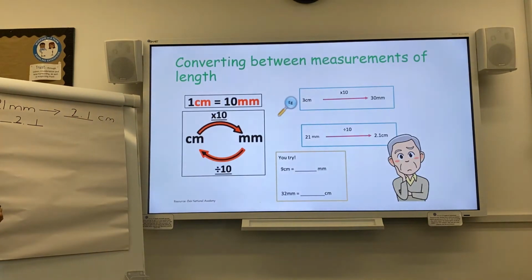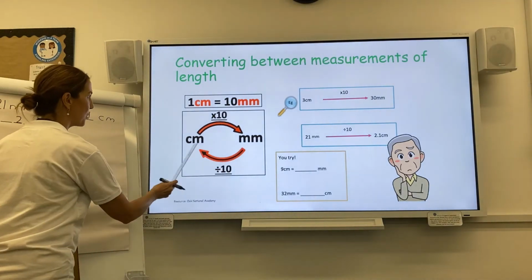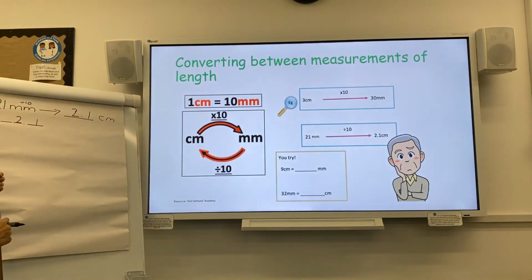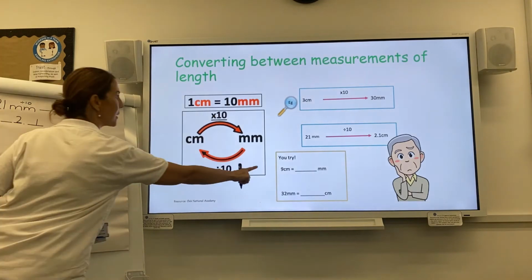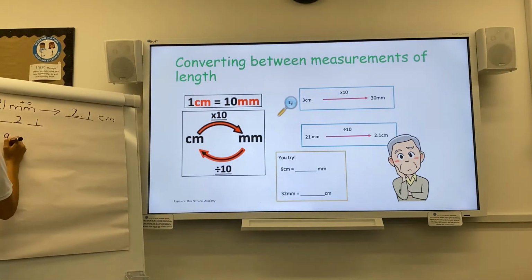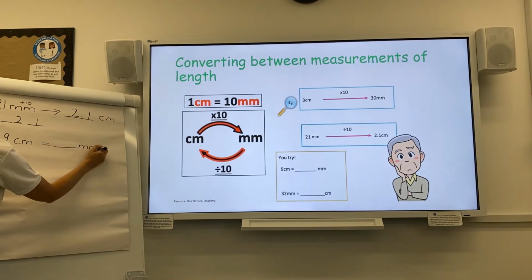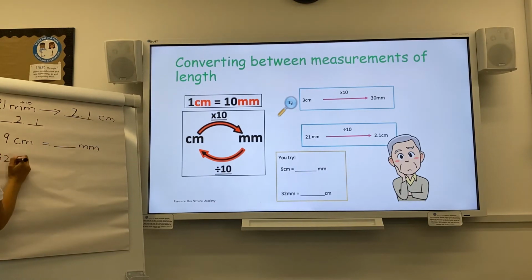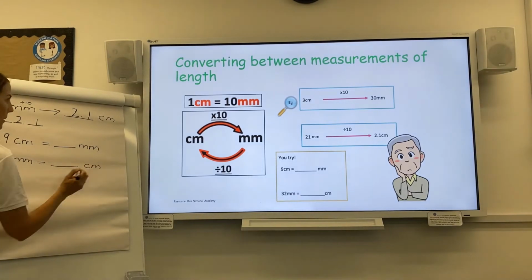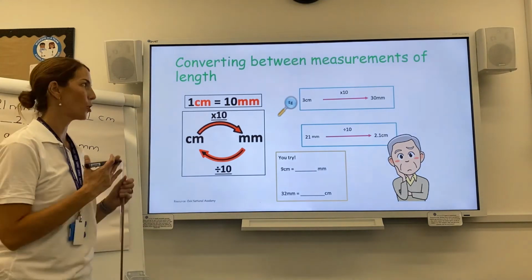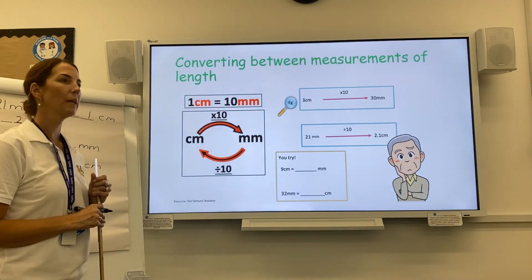I've divided my number by 10, like they've shown in my diagram here. So I've gone from millimeters to centimeters. I've divided by 10. Let's have a look at the examples they've given. 9 centimeters would be how many millimeters? And 32 millimeters would be how many centimeters? Pause the video at this stage so that you have a chance to work it out.